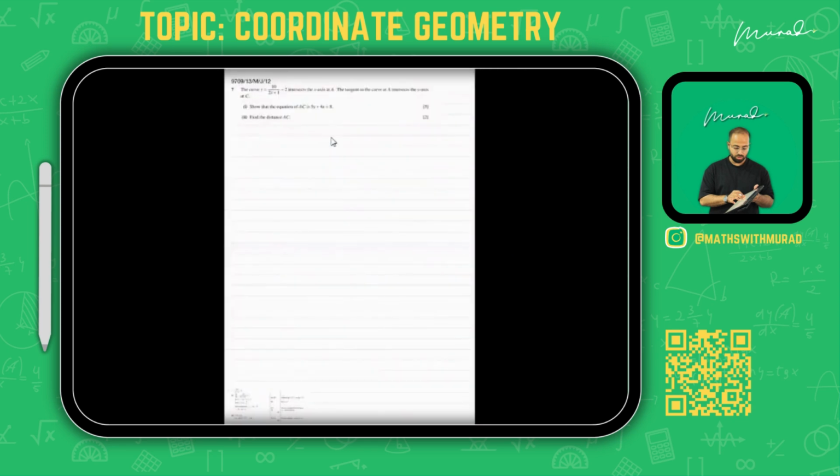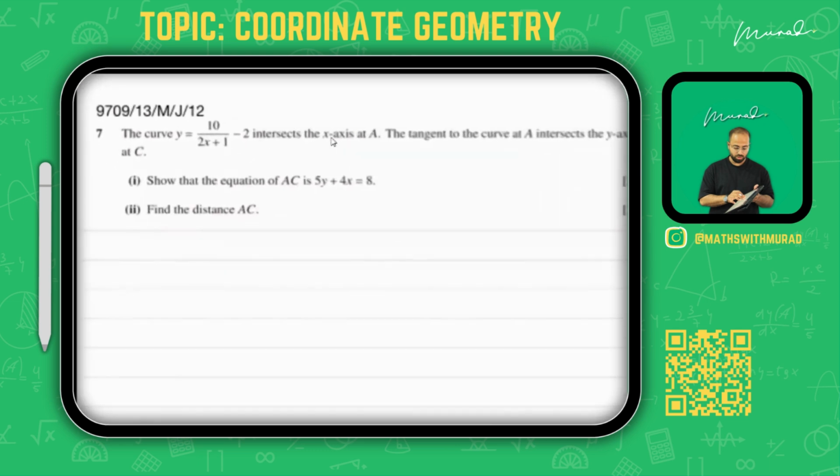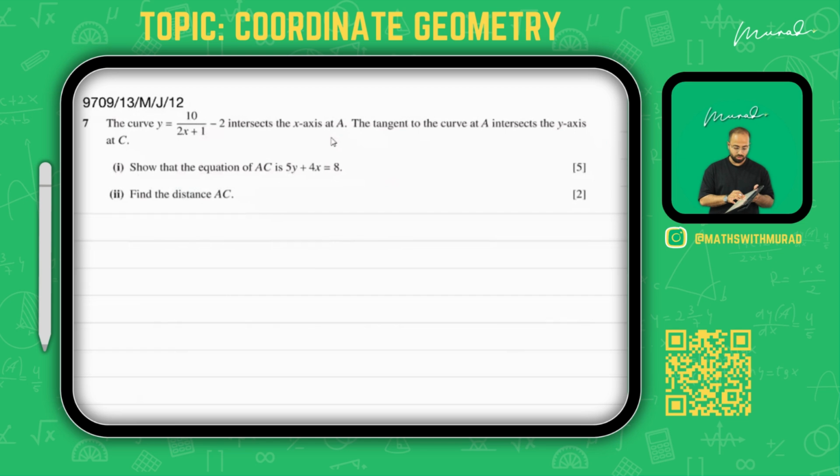Moving towards the next part, we have this again 2012, and right now they're saying that basically we have this complete part. So the curve, now in this particular equation, the curve y equals intersects the x-axis at A. The tangent to the curve at A intersects the y-axis at C. Show that the equation of the line AC is 5y plus 4x equals 8. So that is the main equation, right?